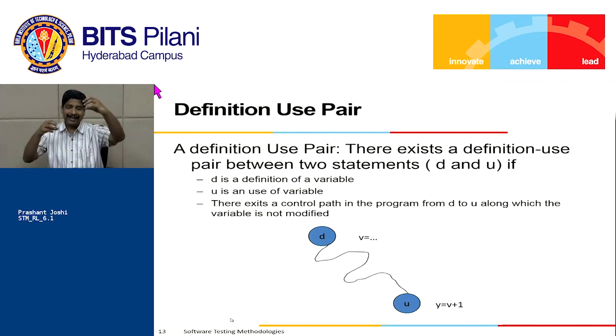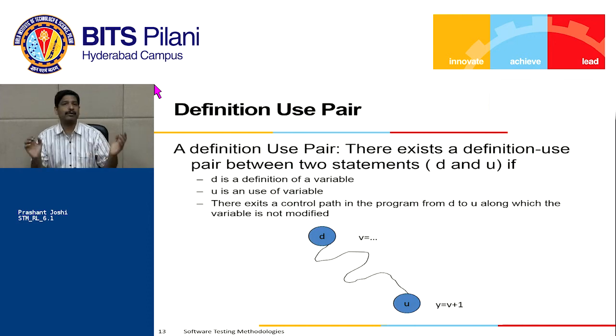Thus we come up with a definition-use pair. There exists a DU pair between two statements, D and U, if D is a definition of the variable, U is a use of the variable, and there exists a control path from D to U along which the variable is not modified. All three have to be satisfied.